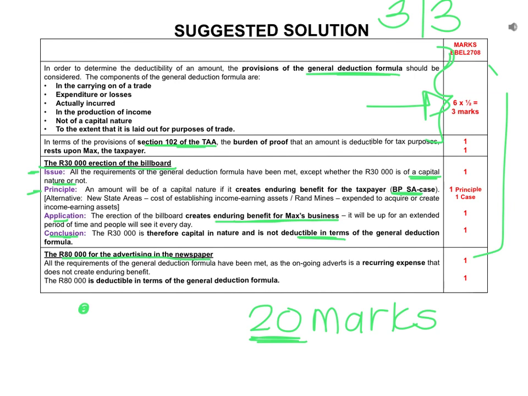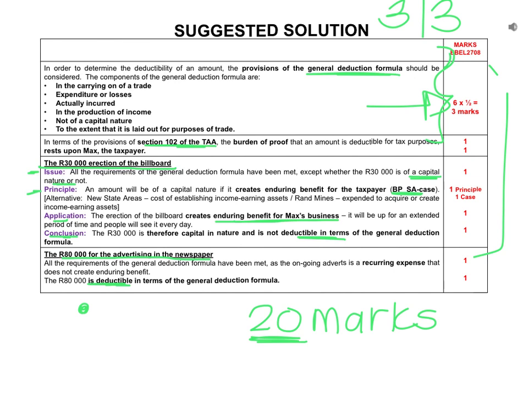Okay, now this one was not that big of an issue because it's a recurring. The ads are recurring, so the expense is for a recurring event. So it does not create enduring benefit. It's more for income earning, the working of the income earning operations, and not adding to the income earning structure. And therefore, the requirements of the general deduction formula have been met, as the ongoing adverts is a recurring expense that does not create enduring benefit. And conclusion, the 80,000 Rand is therefore deductible.